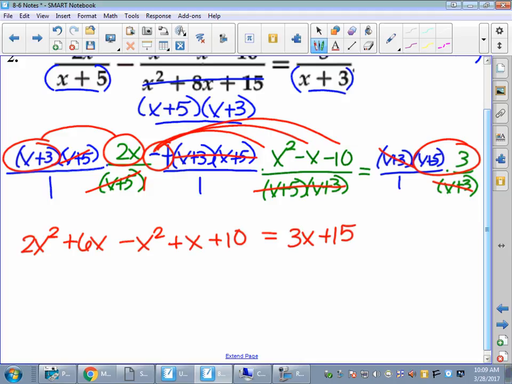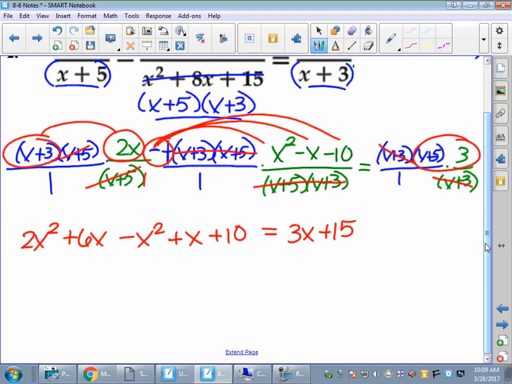So now we can solve. I see some squared terms, and I see that the squared terms aren't going away. I have a negative x squared and a positive 2x squared, leaves me with a positive x squared. I have an x and a 6x makes positive 7x, and I have a plus 10. So I'm just cleaning up the left-hand side. Right-hand side's all clean.